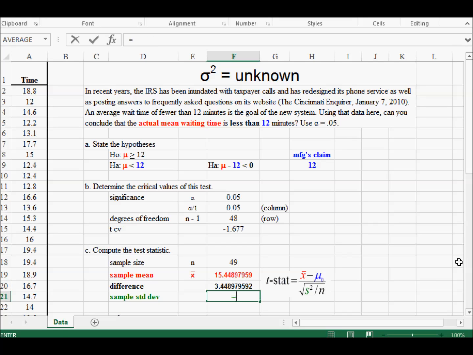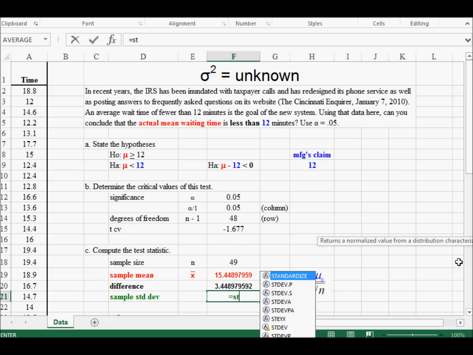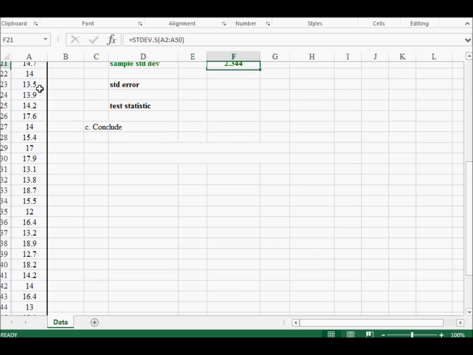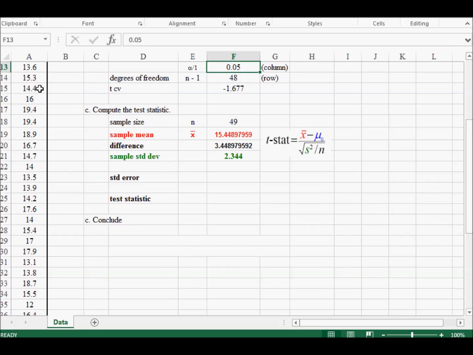Now the sample standard deviation is found by typing stdev.s. The .s is for a sample, .p is for the population. We all have samples of size 49, so we're going to use equal stdev.s and then A2 to A50. My sample standard deviation is 2.344, and everyone's will be different because we all have different samples, which brings up the idea that there's a distribution for the sample standard deviation, and all of them kind of pile up near the truth. Just like with the sample mean, we all have different sample means, but they're all kind of piling up near the true population mean.